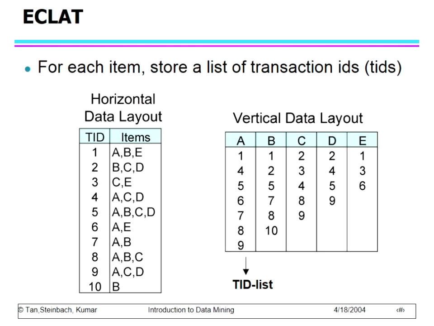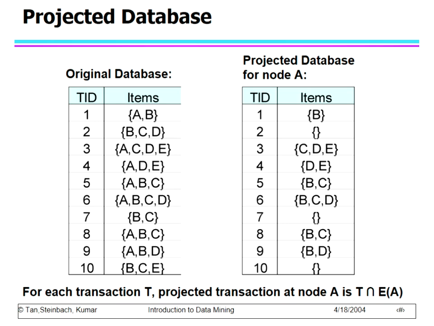Let's move quickly to the projected database. We can make a projected database for node A. For example, AB will be B, because here we have A. BCD will be empty, because we don't find A. ACDE will be CDE, because we can find A, etc. Is it clear, the projected database, how we can make a projected database for a node A in our example?